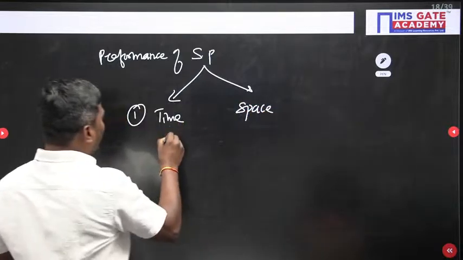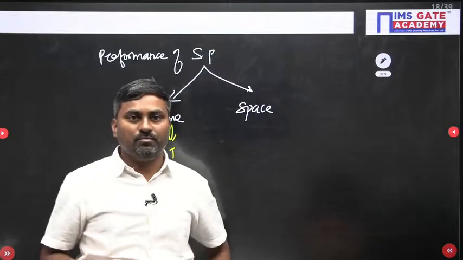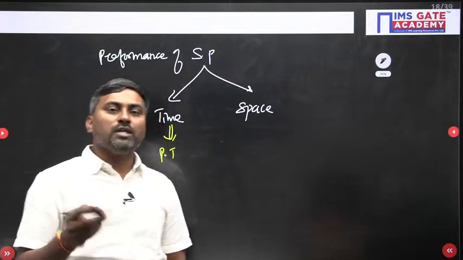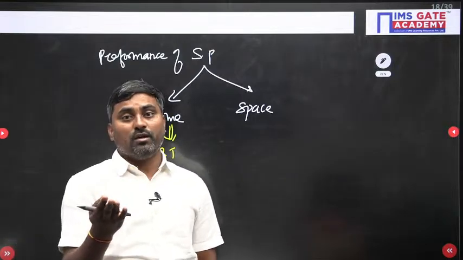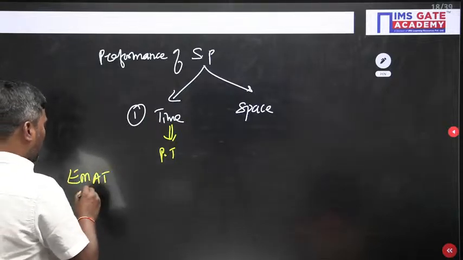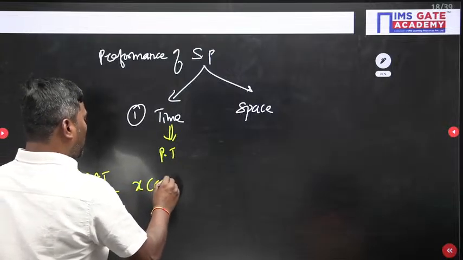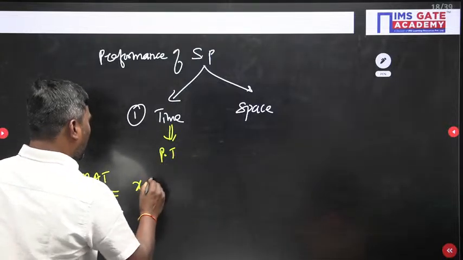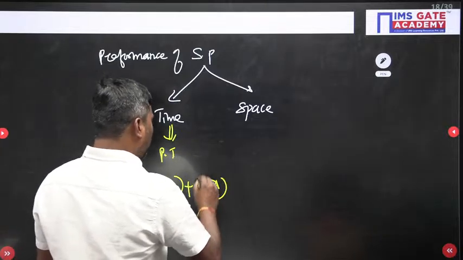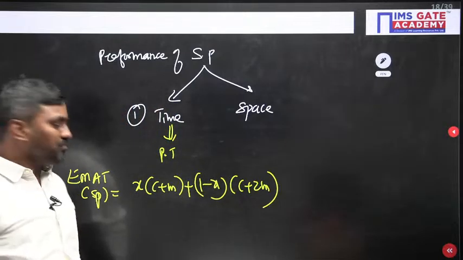For time, because of the page table, the access time will increase. To reduce the access time we use TLBs. I give an expression for effective memory access time in simple paging: x into c plus m, plus (1 minus x) into c plus 2m.